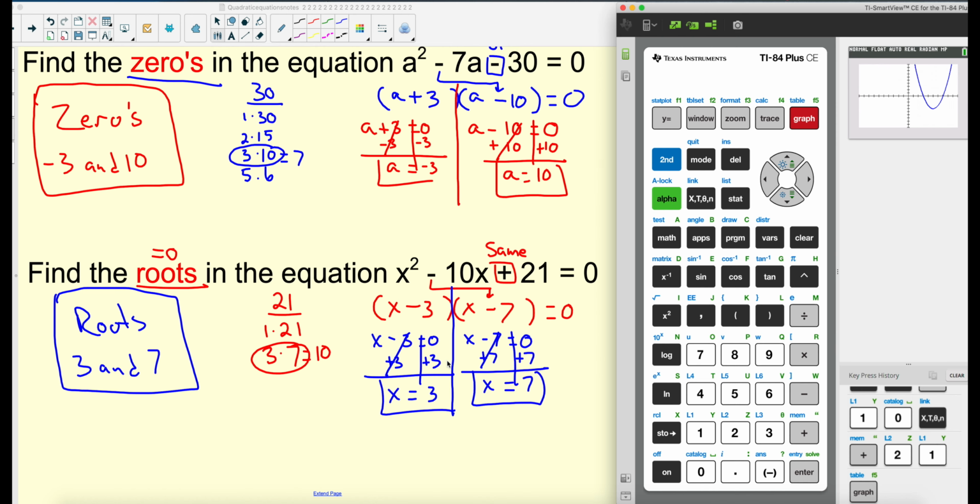So guys, that is how you solve quadratic equations algebraically. Okay? Don't forget roots and zeros is where the function crosses the x-axis. We will get into that soon.